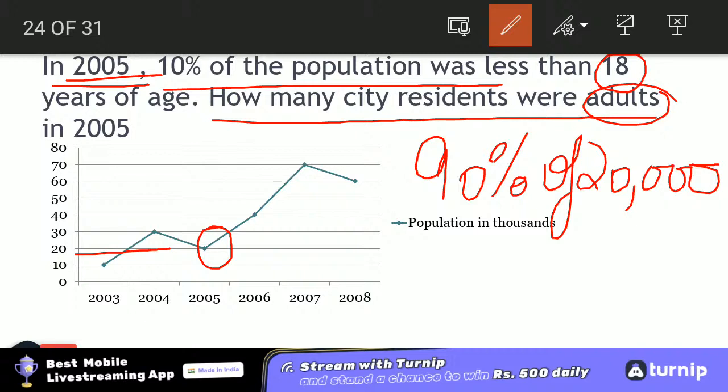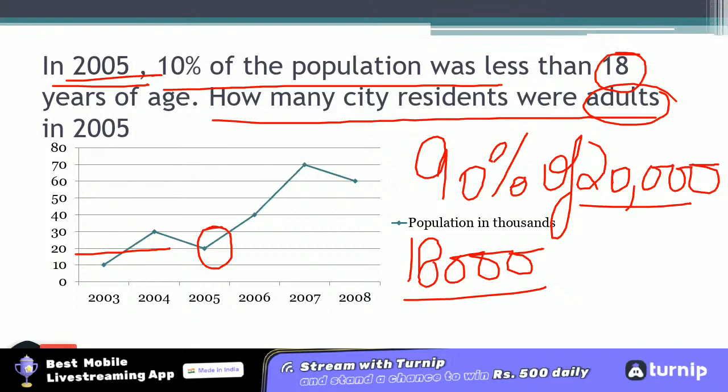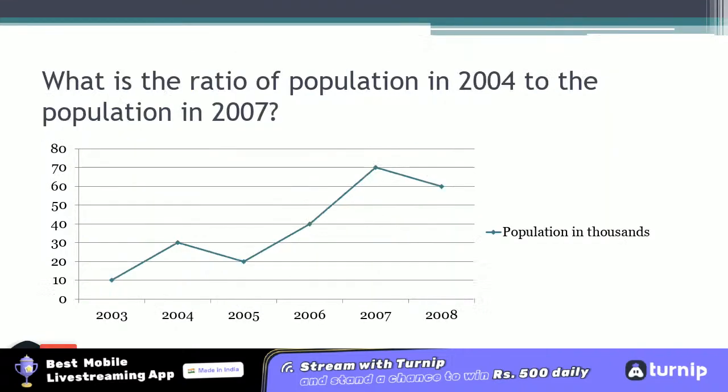Yes, perfect. There were 18,000. When we solve it, out of 20,000, only 2,000 were children and 18,000 were the adults. Moving ahead to the next question.